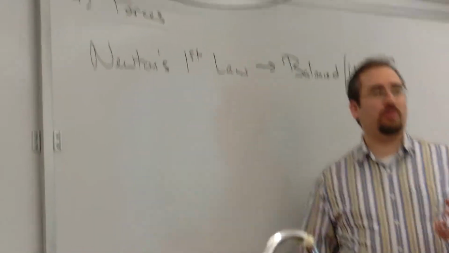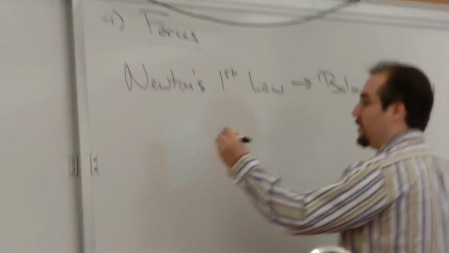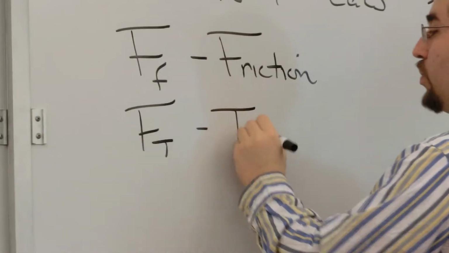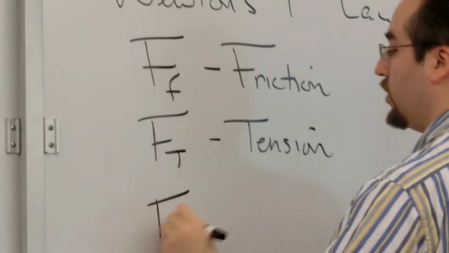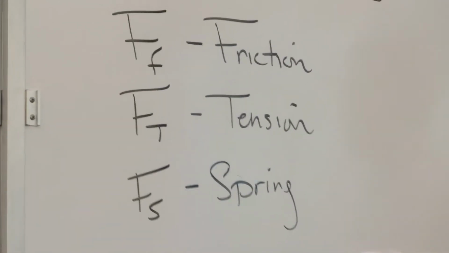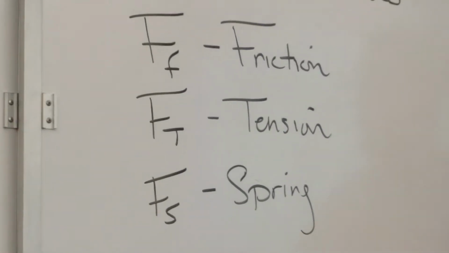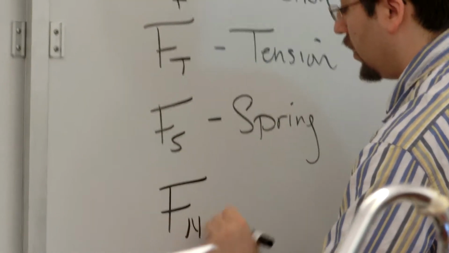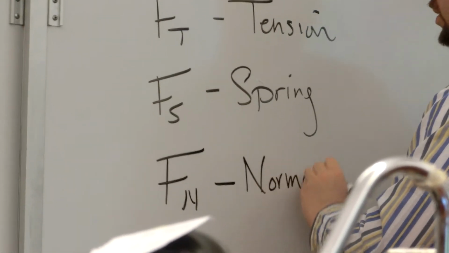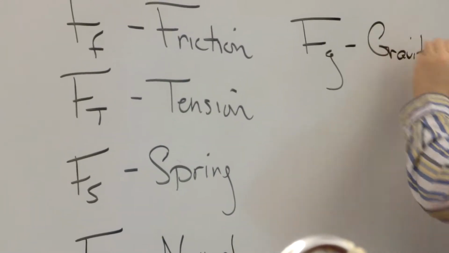Alright, what were some of the kinds of forces we were talking about? Friction. Spring force. We had tensions, which were slightly different than springs. Any other forces we had? We had normal, we had gravity.